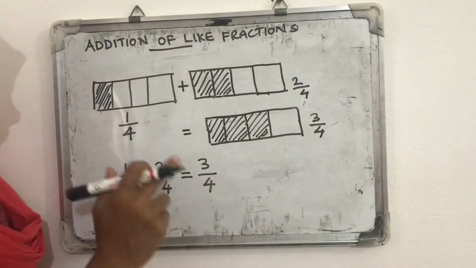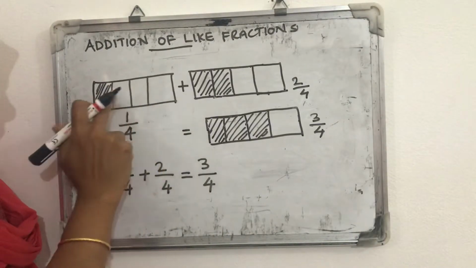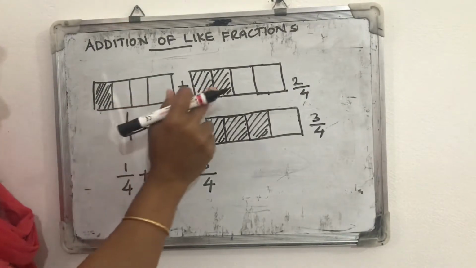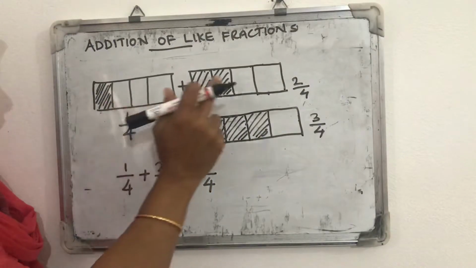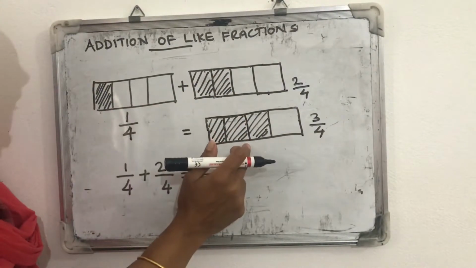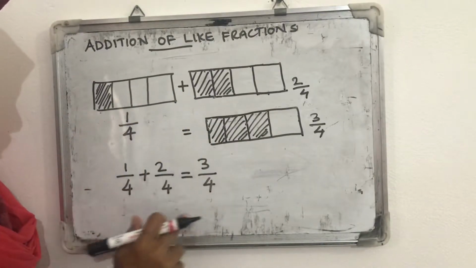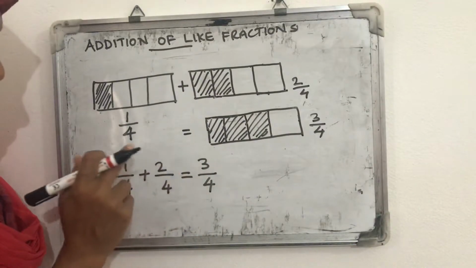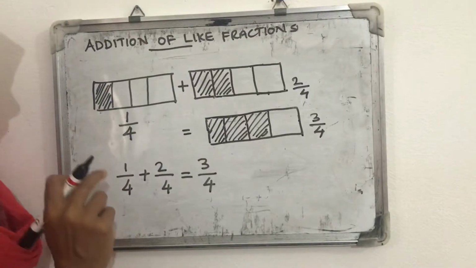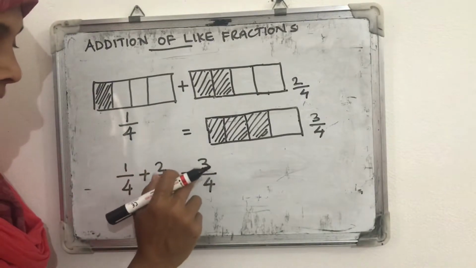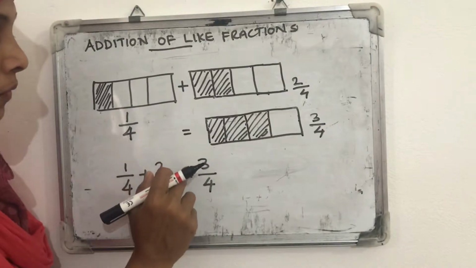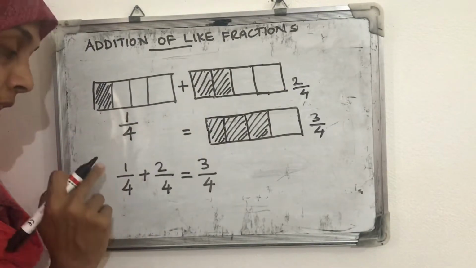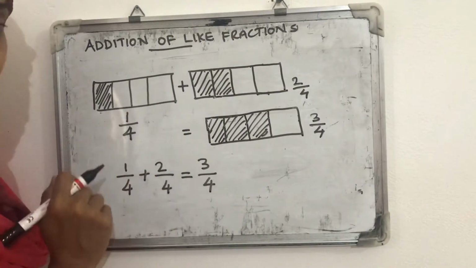So from the figure it is clear how we got this. First, a rectangle divided into 4 equal parts. Then the fraction is 1 by 4. Here it is 2 by 4. When we add the 2 fractions, we got 3 parts shaded in total. So in fraction form, we can write 1 by 4 plus 2 by 4 equals 3 by 4. That means when we add 2 fractions, we add the numerators and write the sum over the same denominator. The denominator should not be added; it stays 4, so 3 by 4.